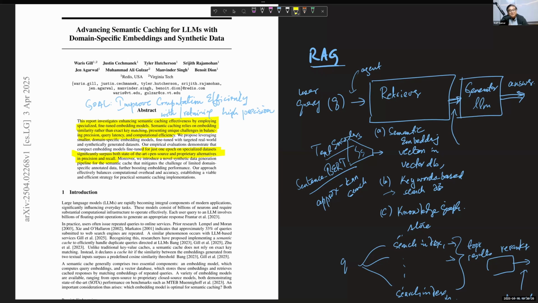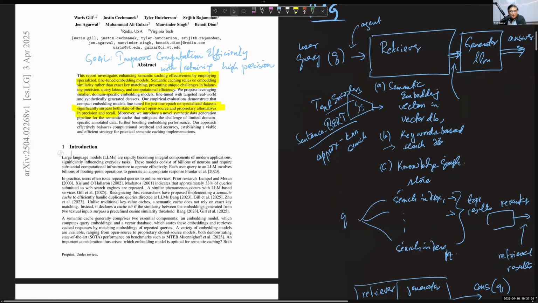Right. Moreover, we introduce a novel synthetic data generation pipeline for semantic cache that mitigates the challenge of limited domain-specific annotated data, further boosting embedding performance. Our approach effectively balances computational overhead and accuracy, establishing a viable and efficient strategy for practical semantic cache implementations. So that's what this paper is saying. Now I'll go over this paper quickly, because 2025, we all know how these things work.